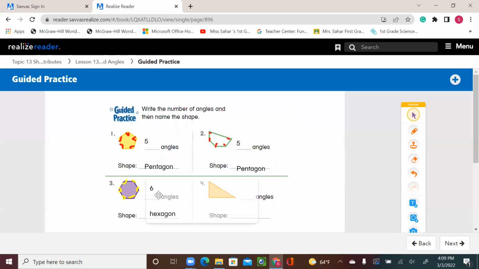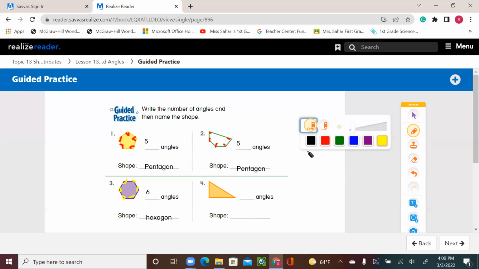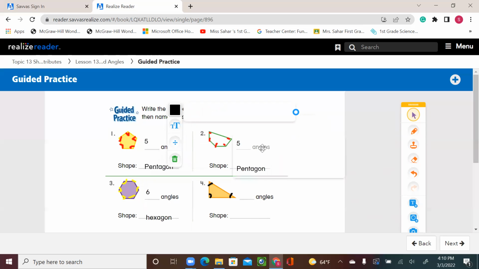Then that's a very easy shape. I know that this is a triangle, and I know that a triangle has 3 angles. 1, 2, 3. Write this down. 3. And the shape.